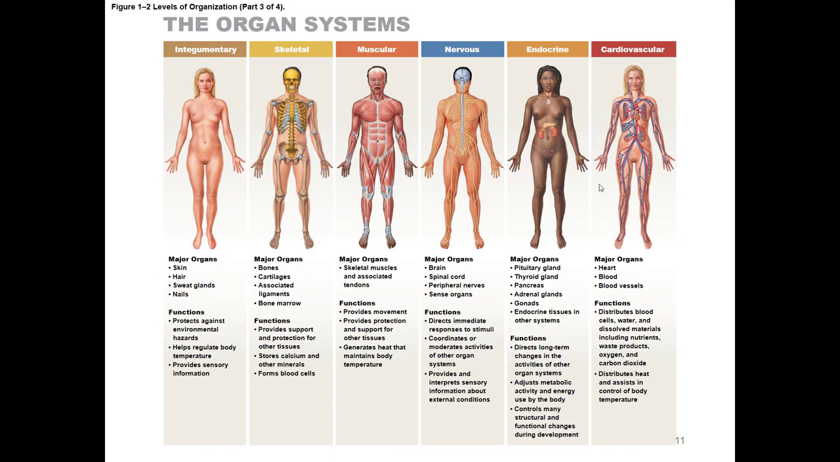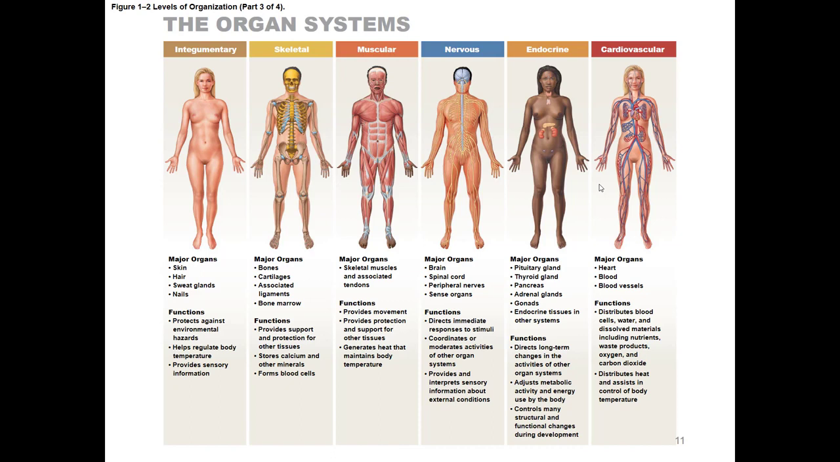The endocrine system is going to include some major glands like the pituitary and thyroid gland, pancreas, adrenals, gonads, and any other tissue that makes hormones, which is primarily what the endocrine system is responsible for. These hormones are chemical messengers that are going to direct long-term changes in your body. These hormones can adjust your metabolism and also help with structural and functional development.